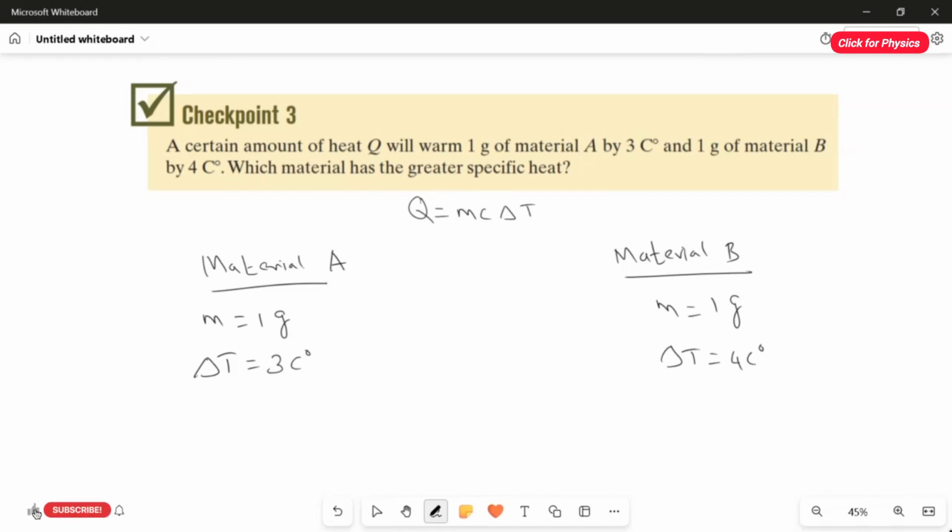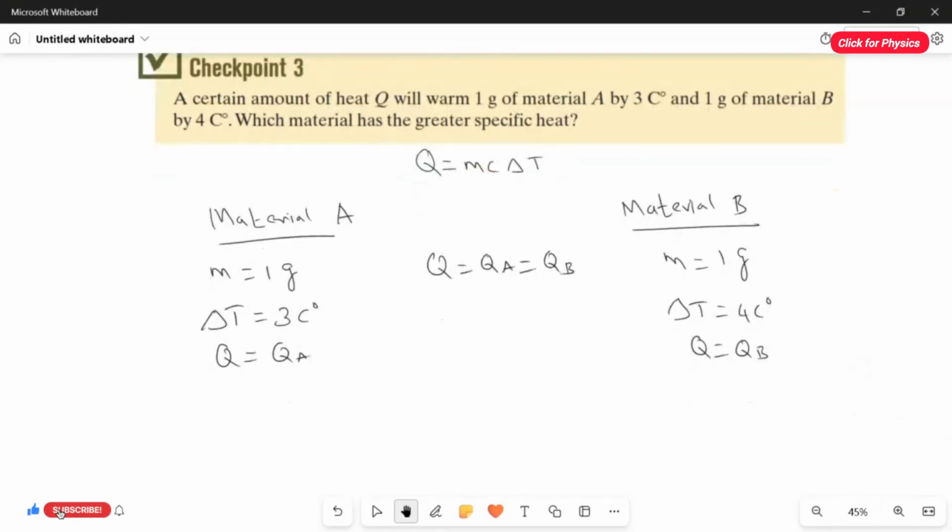And how much heat did we give? The same quantity, because a certain amount of heat is given to both. So let's consider Q in material A and Q in material B to be the same. Clear? So that means Q is nothing but QA, which is nothing but QB. Same. Now, how do we find the specific heat capacity?